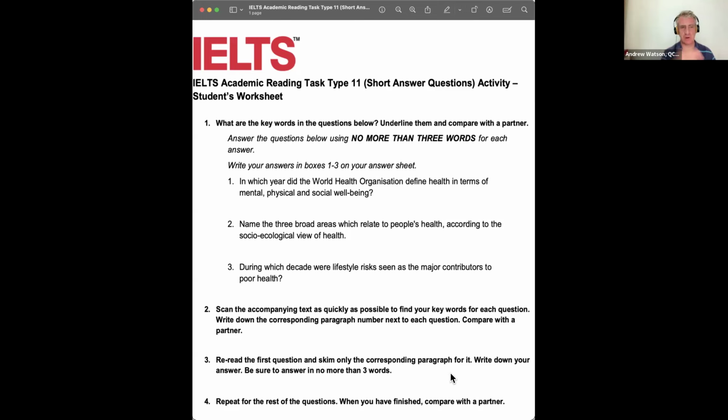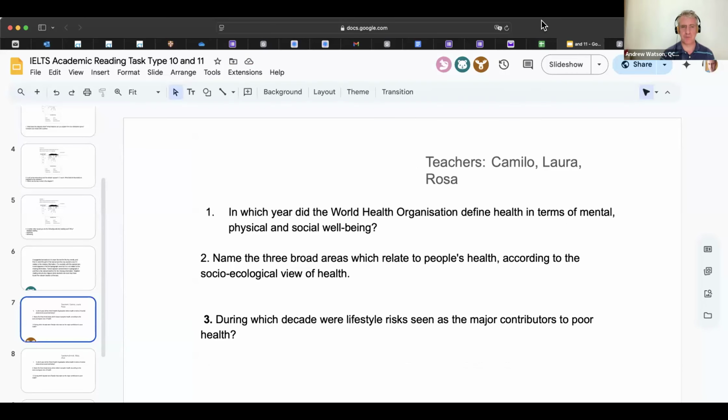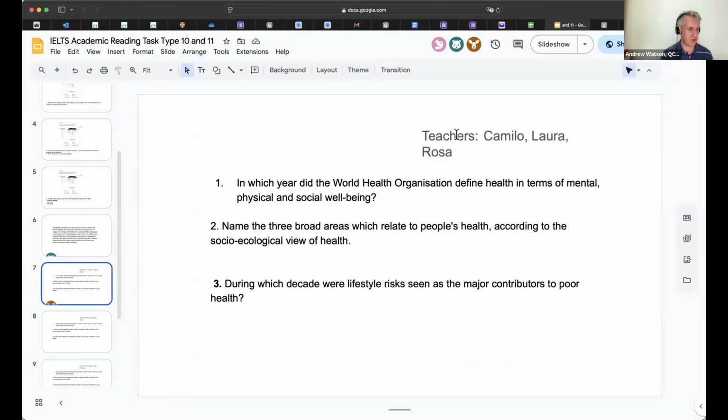What are the key words in questions 1 to 3? So I'm going to give you an activity to do in which you underline the key words. Palabras clave. We'll do it on a Google slide. So what do you think are going to be the key words in question 1? The first one said year.